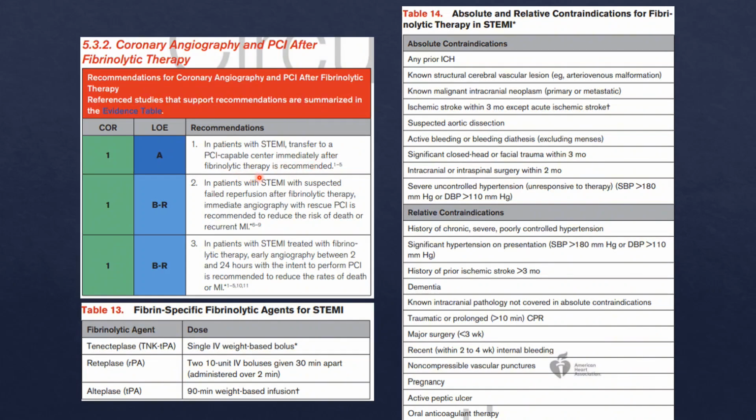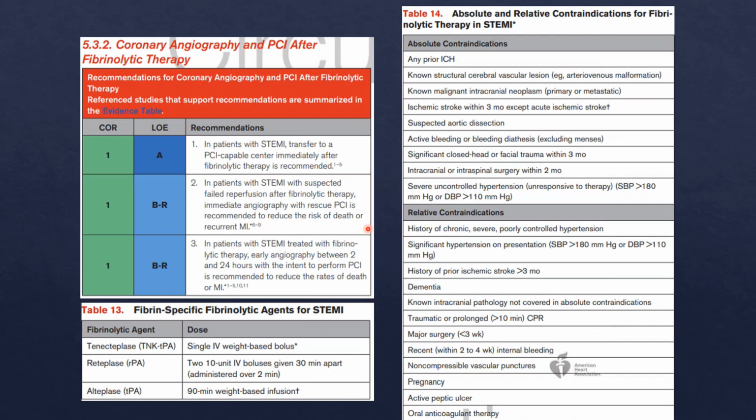And in patients treated with fibrinolysis, early angiography between 2 to 24 hours with intent to perform PCI is recommended. So if you have already given fibrinolysis to a patient and it has been successful, you have to transfer him immediately to the primary PCI center, and in that PCI center, angiography must be done within 2 to 24 hours. And if the patient had an unsuccessful reperfusion, then again you will have to transfer the patient for rescue PCI.